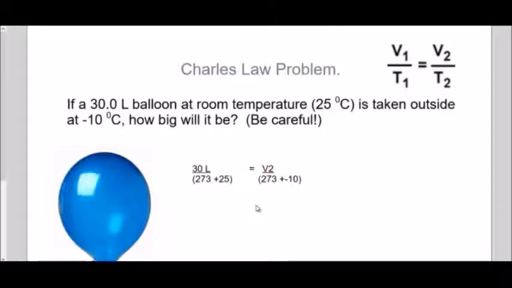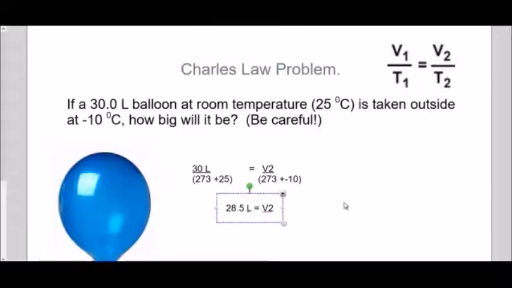To check your math, let me do it real quick on my calculator. So I'm going to do 30. I'm going to divide that by 273 plus 25, and then I'm going to multiply it times 273 plus a -10. And it comes up to V2 equals 28.5, I'm rounding, liters equals V2.